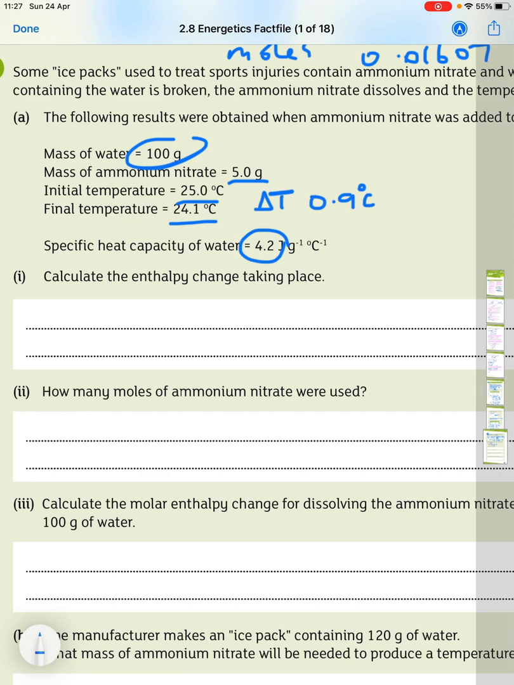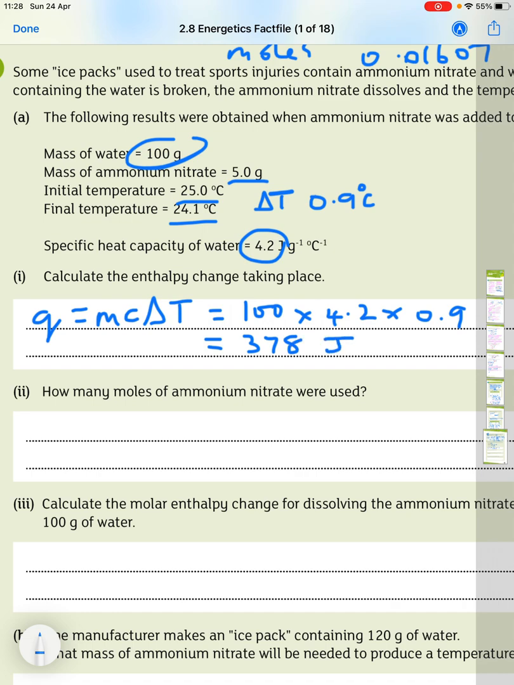So calculate the enthalpy change. So Q equals mc delta T. So m is 100 because it's the mass of the water. Don't be seduced into using the 5 grams of the ammonium nitrate. c is 4.2 and delta T is 0.9, and that gives us 378 joules.